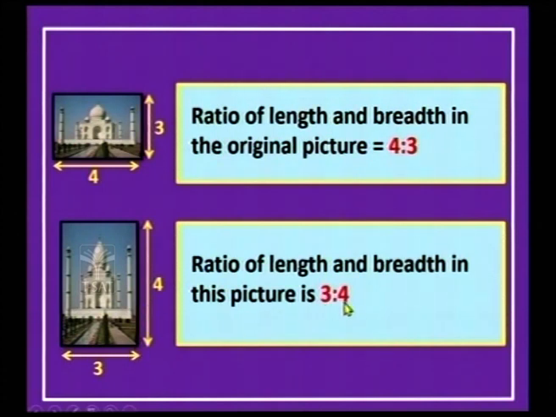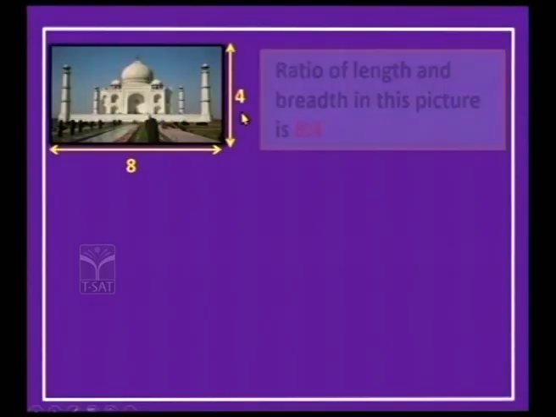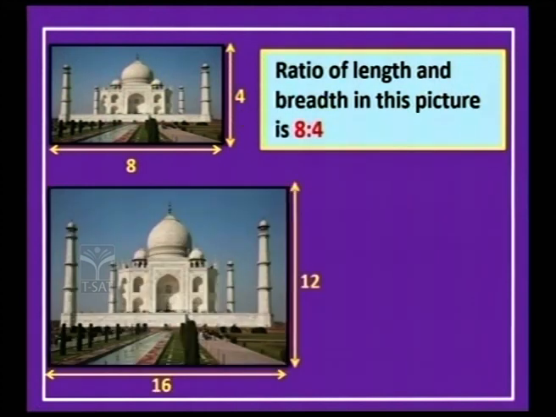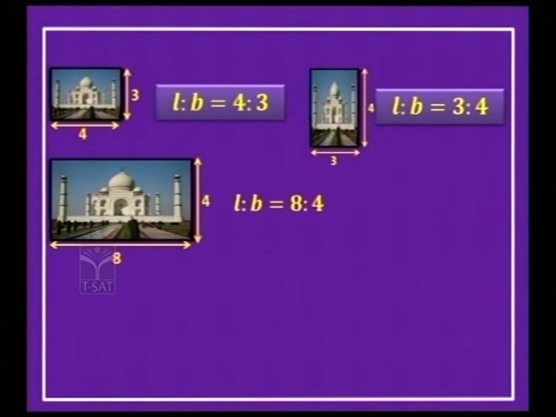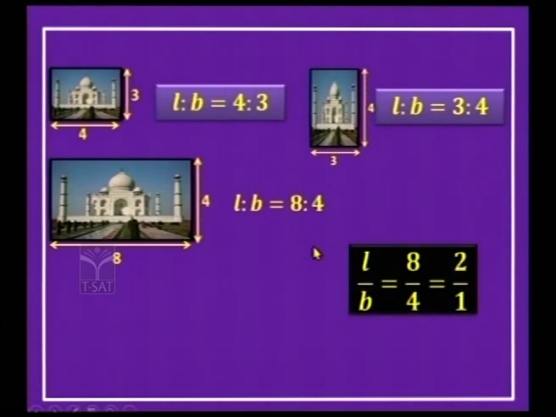So L/B is 3:4. Let us move on to the third picture, which has length 8 and breadth 4. So what is the ratio, children? Yes, 8:4. Let us move on to the final image. Length is 16, breadth is 12. Therefore the ratio is 16:12. Let us summarize these things, children. The first one we got L/B 4:3. The second image is 3:4. The third one is 8:4. Now this 8:4 can be written as 8/4, and on simplification you get 2/1, that is nothing but a 2:1 ratio.